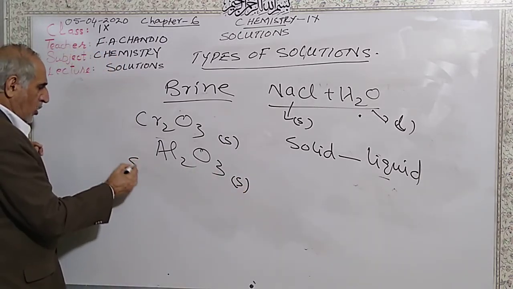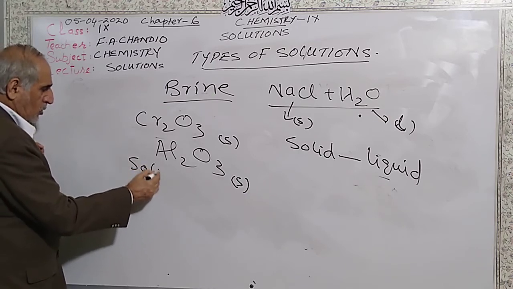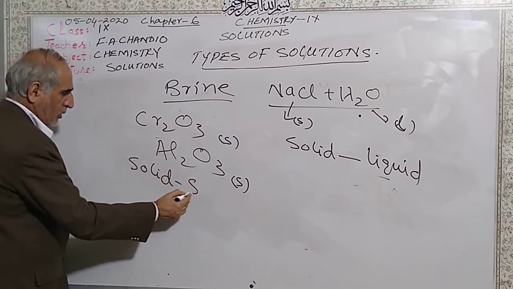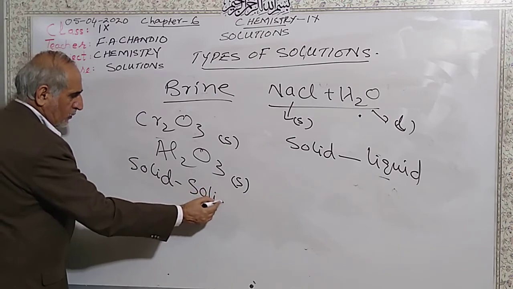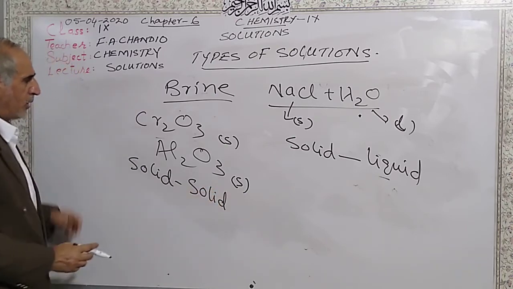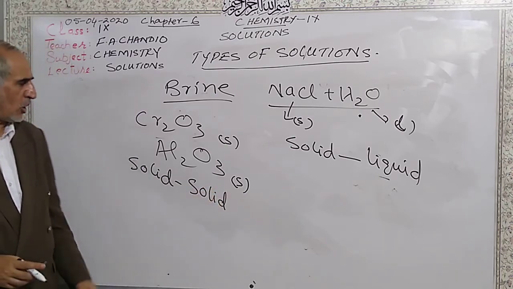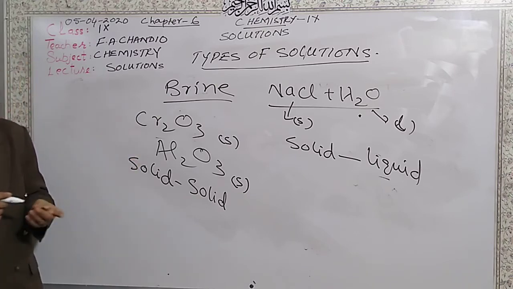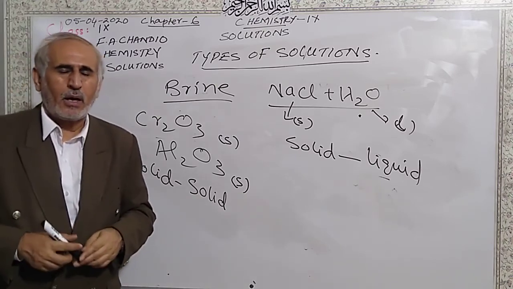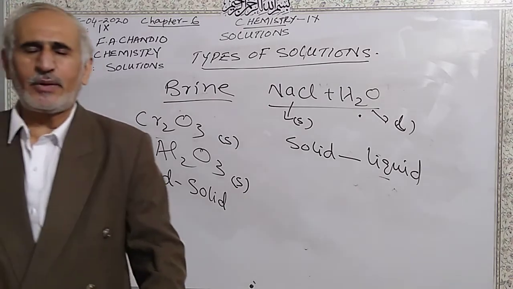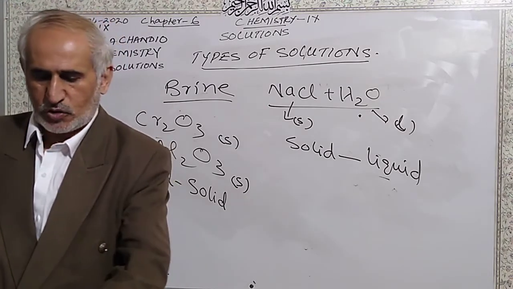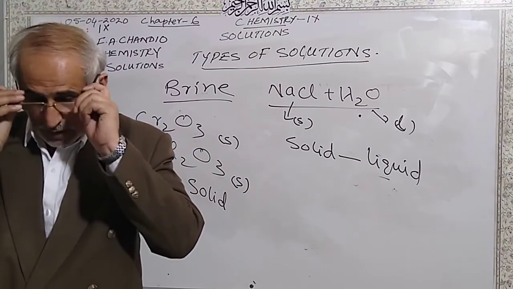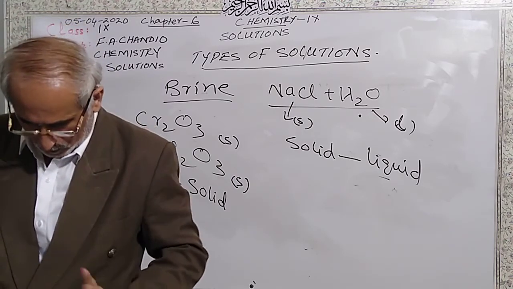This is an example of solid in solid. Examples of solid and solid, because chromium oxide is also solid, aluminum oxide is a solid, and the state of solution will be also solid. State of solution is also solid, solid in the solid.